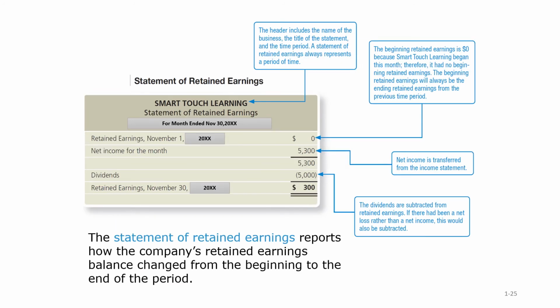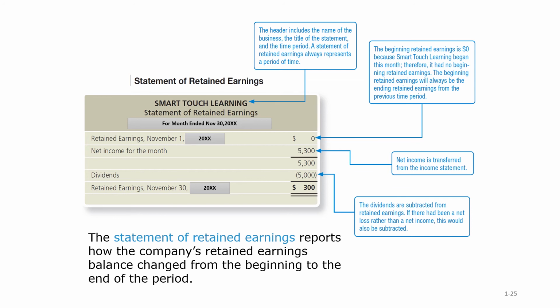The second financial statement that we prepare is the statement of retained earnings. You'll note that we have a similar heading here with the company name, but we have a different statement name. Instead of income statement, this is now the statement of retained earnings, but it's also for that same time period that we saw in the income statement. It's for the month ended November 30th.